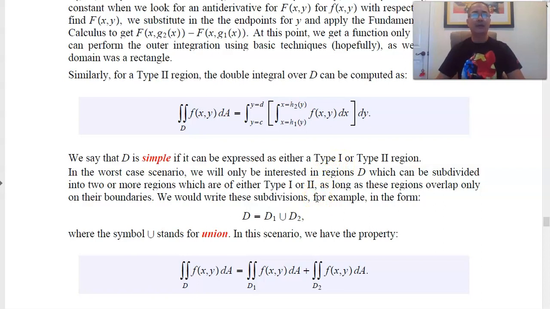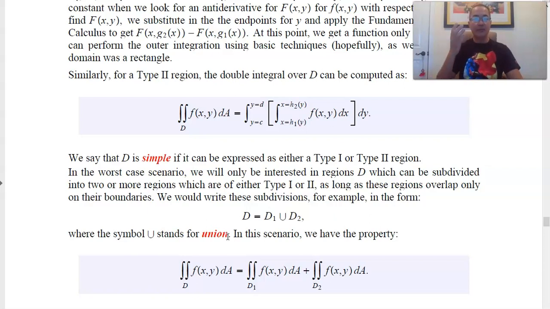The worst case scenario that we're going to look at are domains where you will have to chop it up into 2 or more pieces so that you will get regions which are only type 1 or type 2, or maybe both. When this happens, we will say that D is the union of, let's say, 2 regions. This is like level 2. That U there stands for union. Remember, the union of 2 sets.